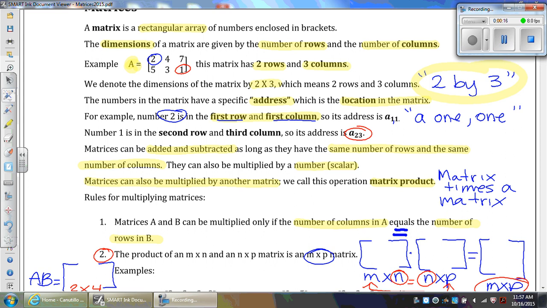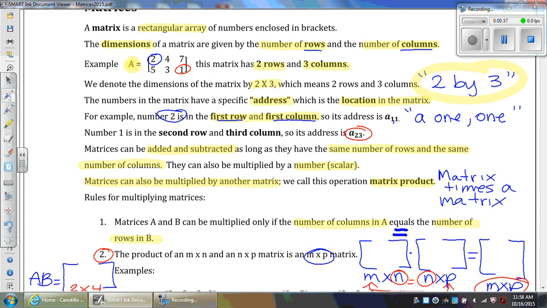So we're going to start working with matrices to solve systems of equations. First we need to get familiar with some of the terminology. First, a matrix is a rectangular array of numbers enclosed in brackets. The dimensions of the matrix are given by the number of rows and the number of columns.